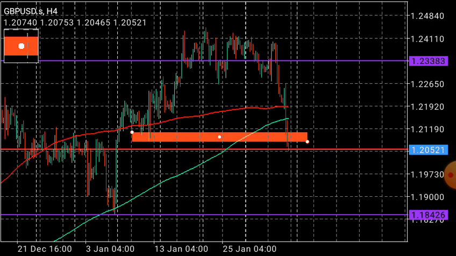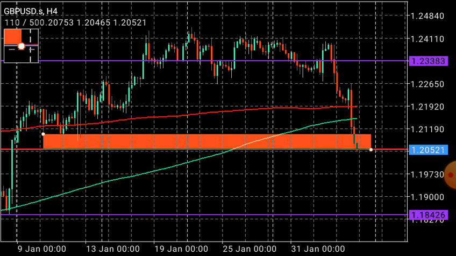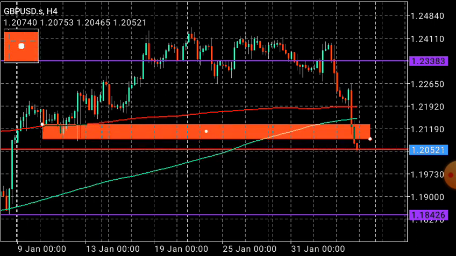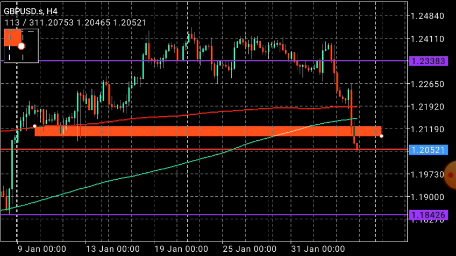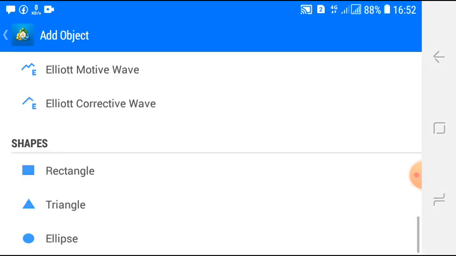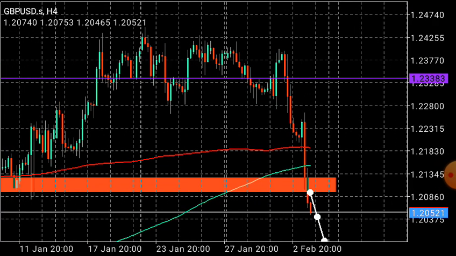So I can plot the zone here. I can plot this zone at this multiple tests. Okay, so that's what I'm expecting. I'm expecting this, or I'm expecting a continuation. Even the moving averages are above.